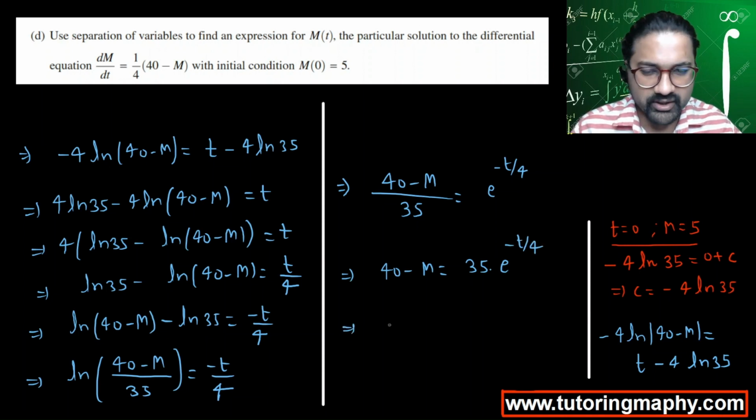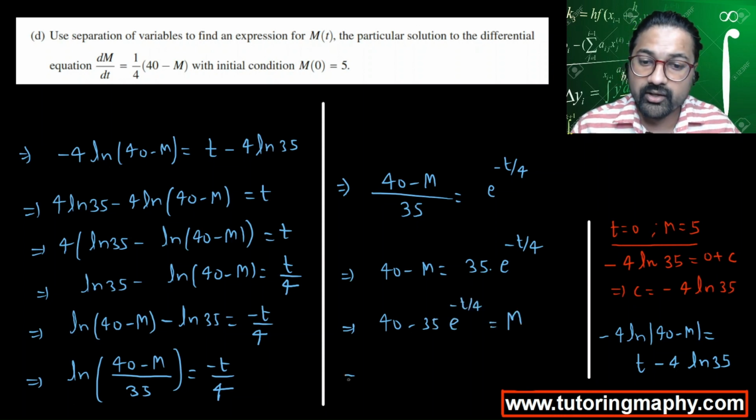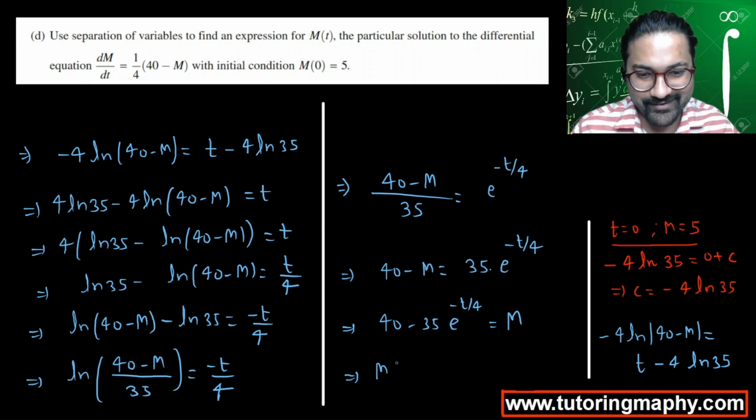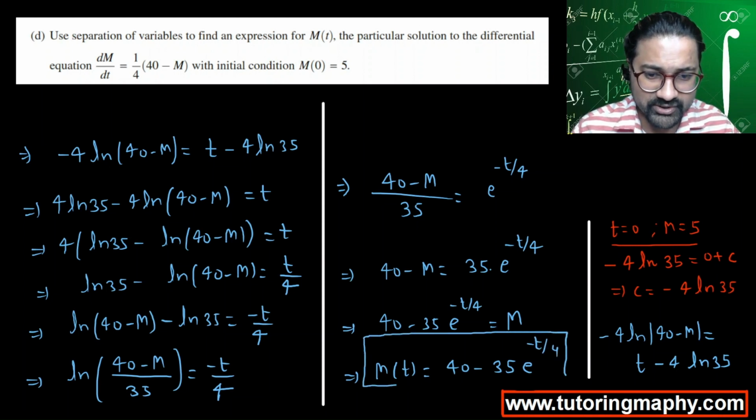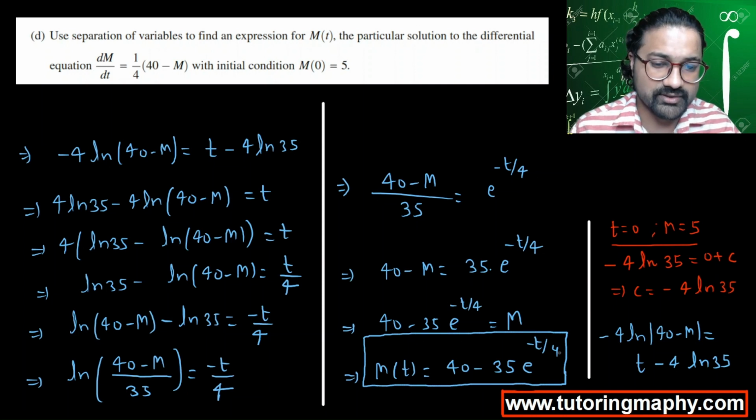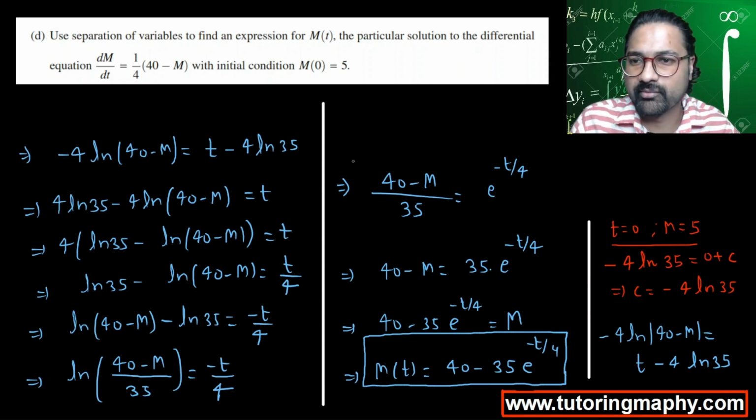And finally, if we rearrange, the value of 40 minus 35 e raised to negative t over 4 is going to be m. Finally, the function m(t) is 40 minus 35 e raised to negative t over 4. I hope I have not made any calculation mistake. Let me know what you think about this. If you're getting a different answer, please let me know in the comment section.